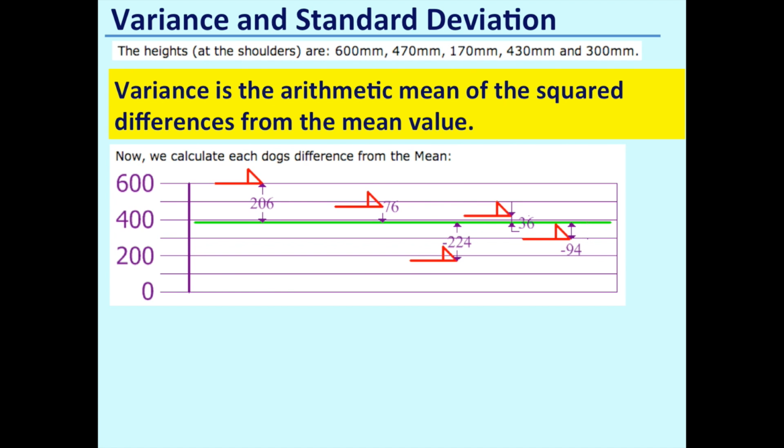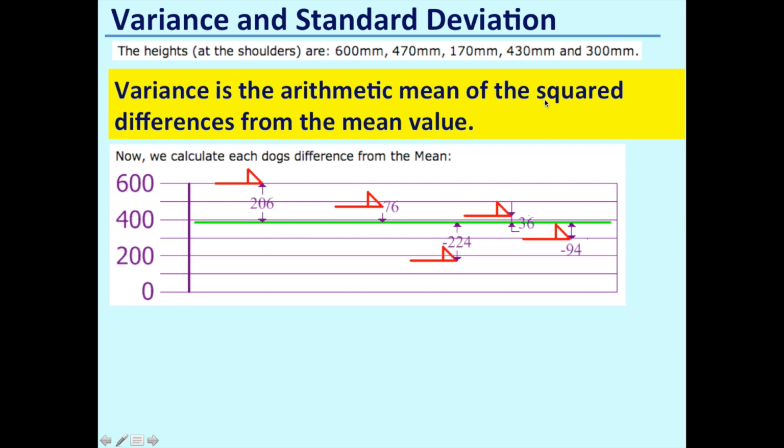The next thing we're going to do then is look at the arithmetic mean of the squared differences from the mean value. So let's start off by looking at the distance from the mean value for each of these dogs. We can see these ones are all higher than the mean, so they've got a positive difference, and these are all lower than the mean, so they've got a negative difference. If we added these up, those would counteract to get 0, which isn't particularly helpful.